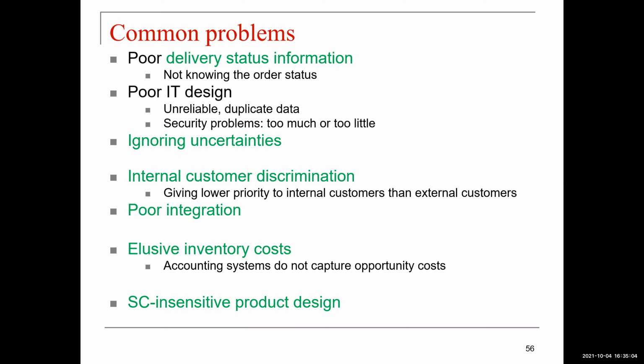Not making decisions based on that. Internal customer discrimination: giving a lower priority to internal customers than external customers. That's something that is out there now with the telephone companies and the cable companies. You have a customer already, you bring in other customers, and they get different deals and so on. Also poor integration, elusive inventory costs, and supply chains with insensitive product design.